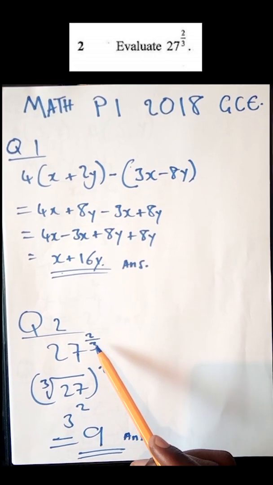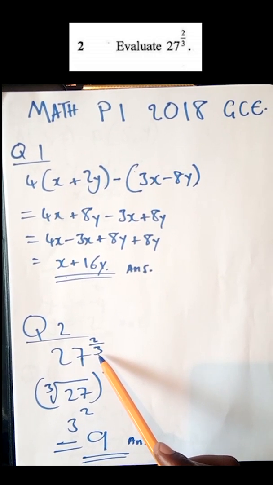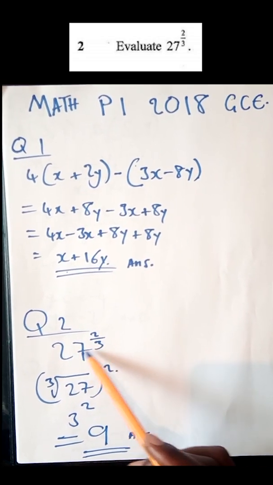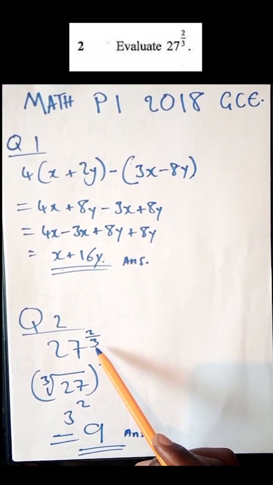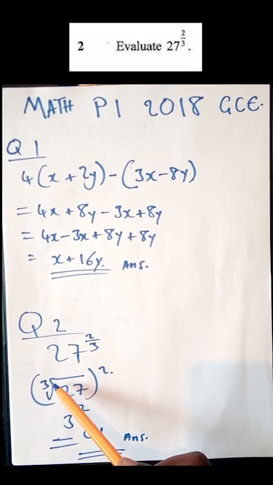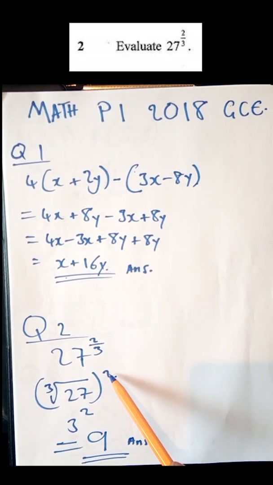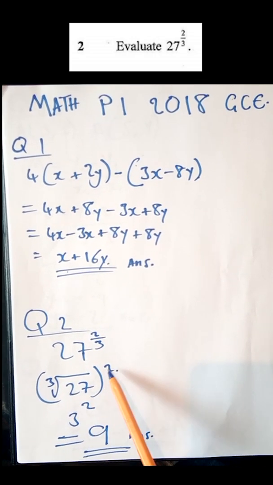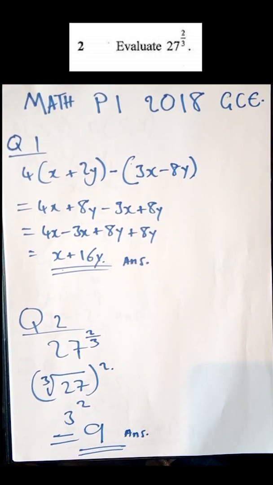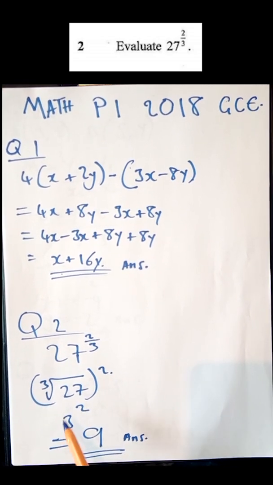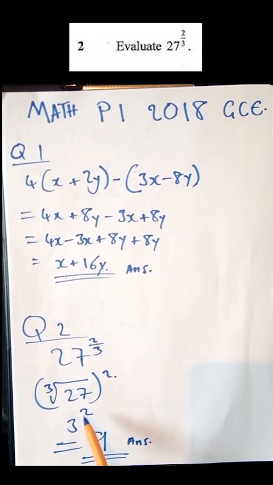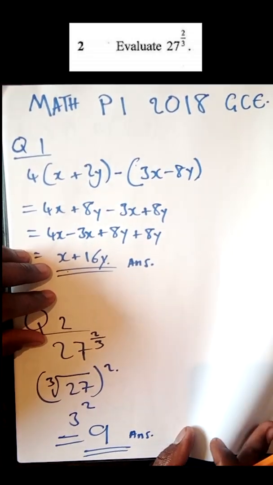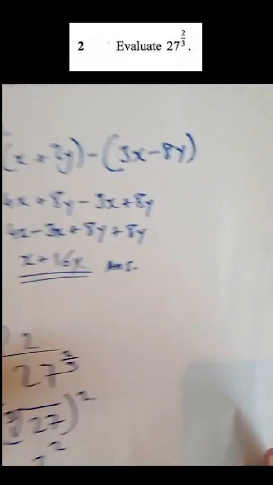Now, the tip here is that when you start working it out, this 3 becomes the root, so it becomes the root of 27. Since it's 3, it will become a cube root of 27. Then the 2 will become the power. So here we are saying cube root of 27 raised to the power 2. And this is the next step which is shown here. Cube root of 27 is actually 3, raised to the power 2. The final answer is 9.